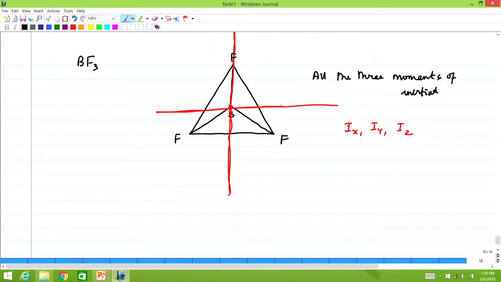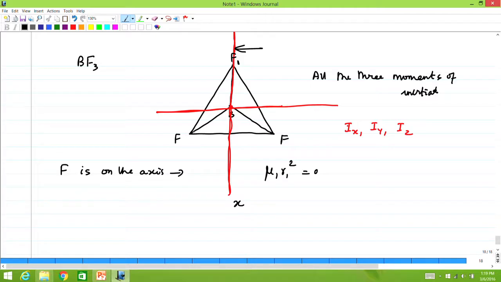The BF bond distance is given. Please remember these angles are 120 degrees. Therefore, if we calculate it for this axis, we'll call it the X axis, Y, and the Z will be up. One fluorine is on the X axis, and therefore it doesn't contribute to the moment of inertia. So m1 r1 square is 0.